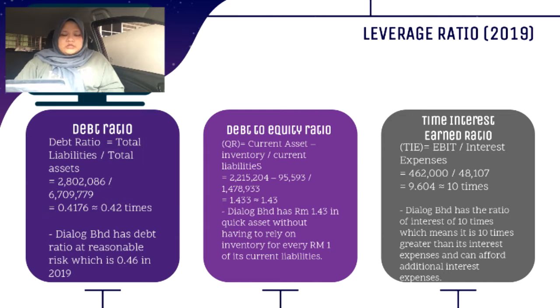So the third ratio is leverage ratio, where there are 3 elements under this ratio. The first element is debt ratio. Dialog Group Berhad has a ratio of 0.42 times in 2019, which is at a reasonable risk since it is lower than 0.5. Second is debt to equity ratio. Dialog Group Berhad has 72 cents of debt for every RM1 of equity. The last element for this ratio is the times interest earned ratio, where Dialog Group Berhad has a ratio of 10 times, which is 10 times greater than its interest expenses, and it can afford additional interest expenses.